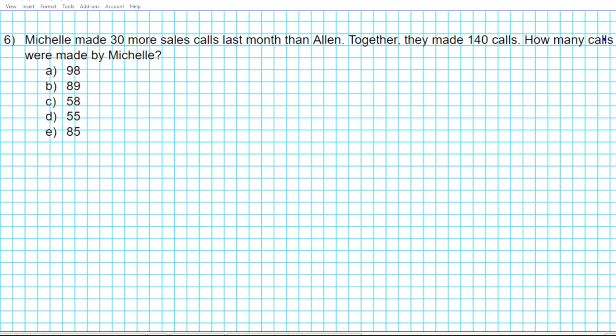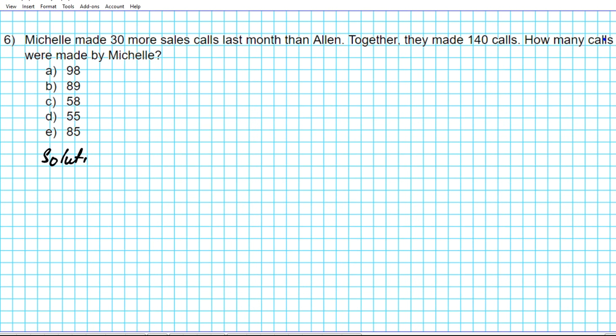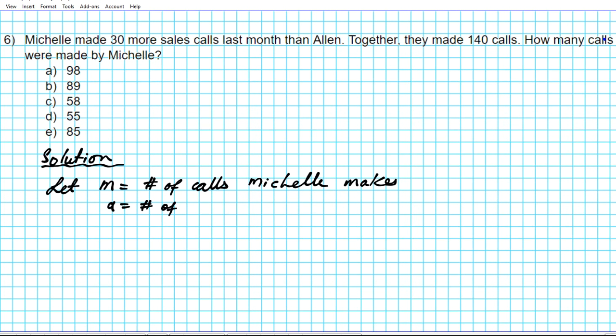Let's look at number 6. It says Michelle made 30 more sales calls last month than Alan. Together they made 140 calls. Question: how many calls were made by Michelle? Alright, so let's start by declaring our variables that we'll use in the creation of our equations. So let M be the number of calls Michelle makes. Okay, and then let A be the number of calls Alan makes.